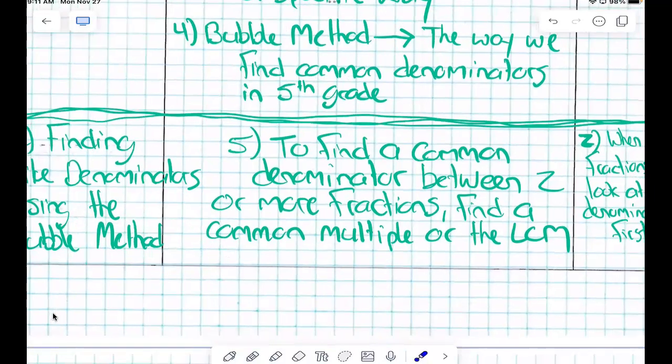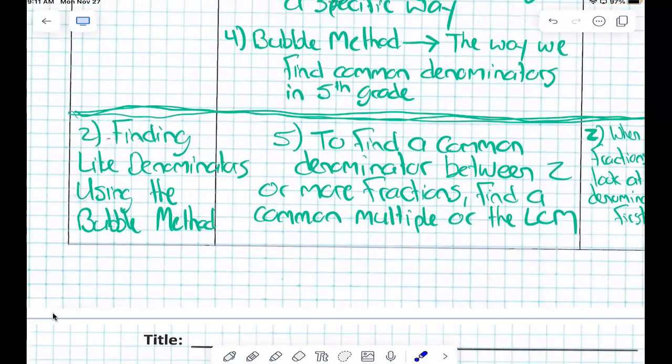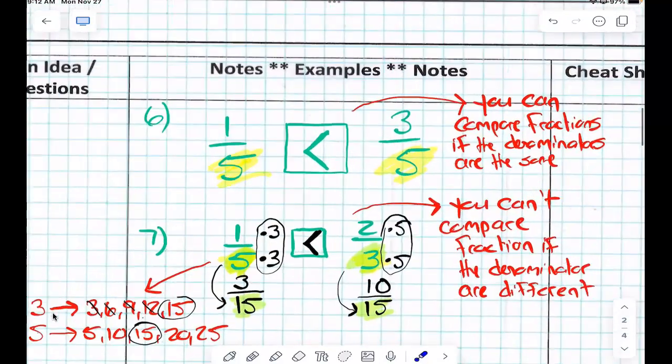Everybody, we're going to read this one on the count of three. 1, 2, 3. To find the common denominator between two or more fractions, find the common multiple, the LCM. So we have to find a common multiple or the LCM. You guys did great until the very end there, and you lost it.